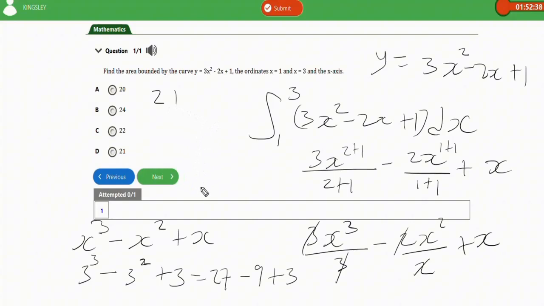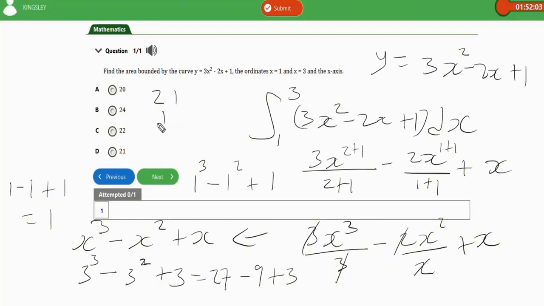Let's check the output of the lower limit. We plug in 1 in this expression as well. So you're going to have 1 cubed minus 1 squared plus 1. When you simplify, 1 cubed is the same thing as 1, so you have 1 minus 1 plus 1. 1 minus 1 is 0, and 0 plus 1 gives you 1. So the output of the lower limit is 1.